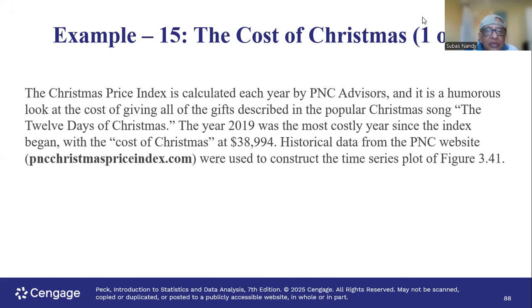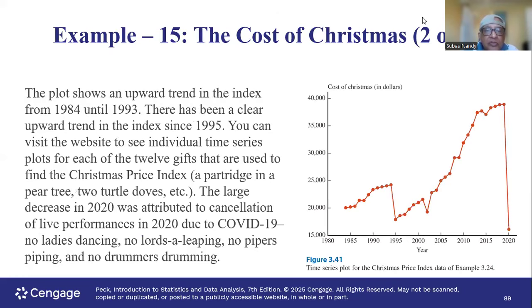So here they're talking about the Christmas price index. This is a time series plot. Here the time was in years, every 5 years. Actually, they started from 1985. What is the trend? The trend is the Christmas price index is going up, showing the effect of inflation, except in 2020, which is the COVID year. The price index kept on rising.